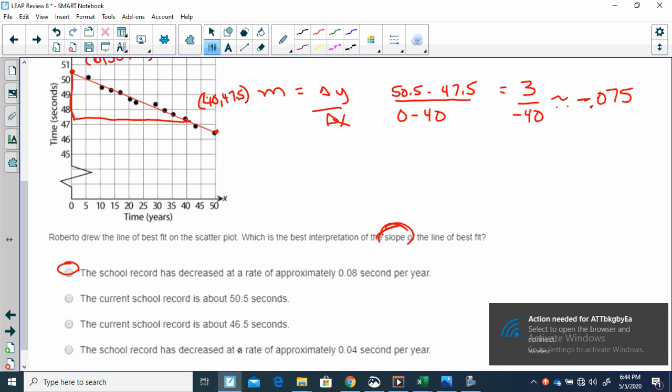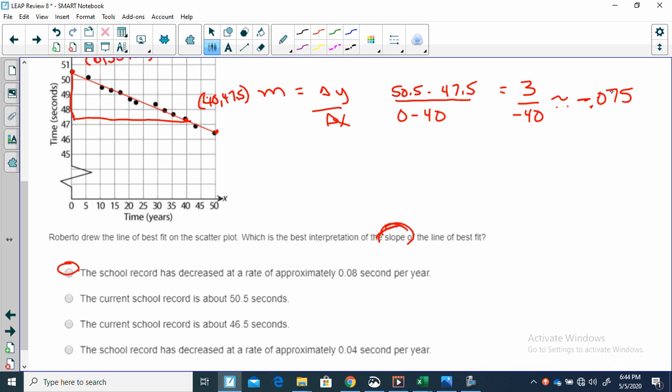The school record is at a rate of approximately 0.04 seconds per year. No, it's going down at about 0.08. I've got it as negative 0.075. Isn't that close to negative 0.08 if you rounded it? So that would be our answer. The school record's decreasing at a rate of 0.08 seconds per year because that deals with the slope. Even though this other answer was right, it had nothing to do with slope. It just dealt with 1 point.